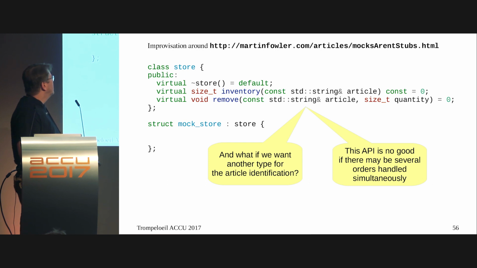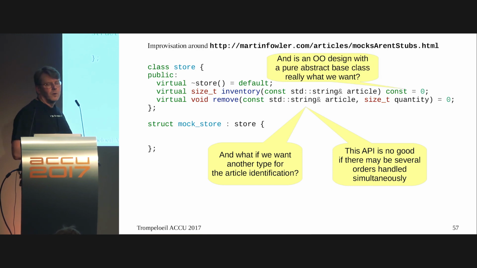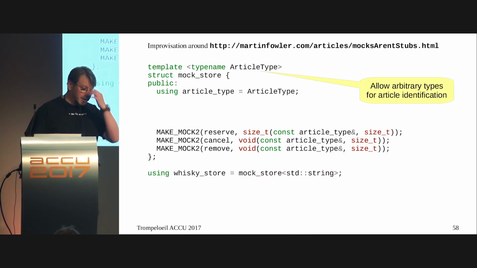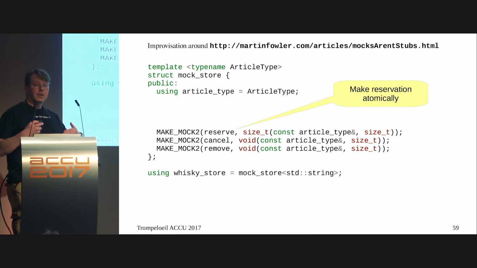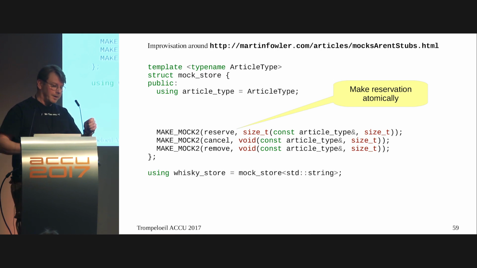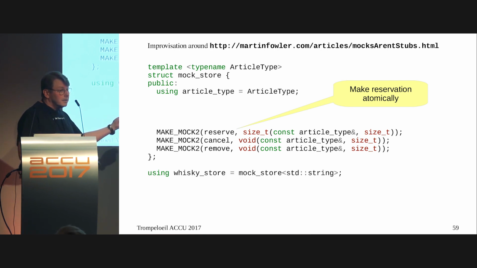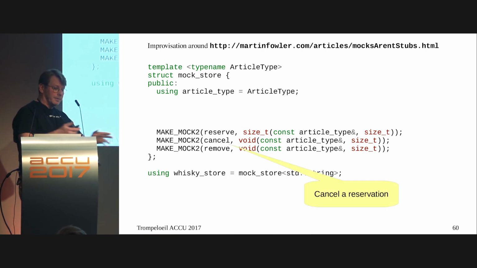And maybe we want to generalize a bit. So we're not necessarily having a string as our article type. And maybe we don't really want an object-oriented design like this. So I propose a templated solution instead, where we can have an arbitrary article type. We can reserve things. So I say, I want to reserve 50 bottles of Talisker, and I get back, you got 30. And if I'm really disappointed with 30, I can cancel my reservation, or if I'm happy with 30, I can remove them.